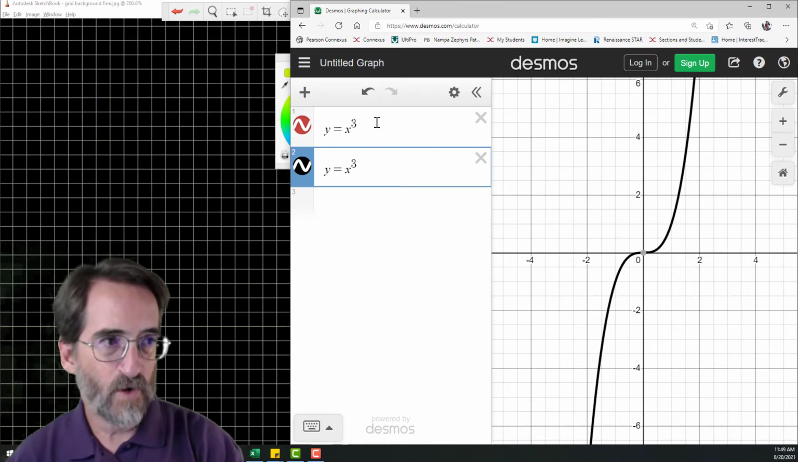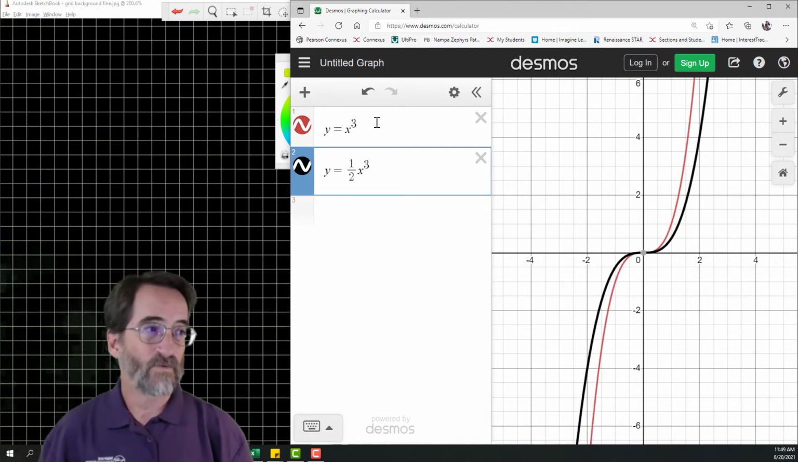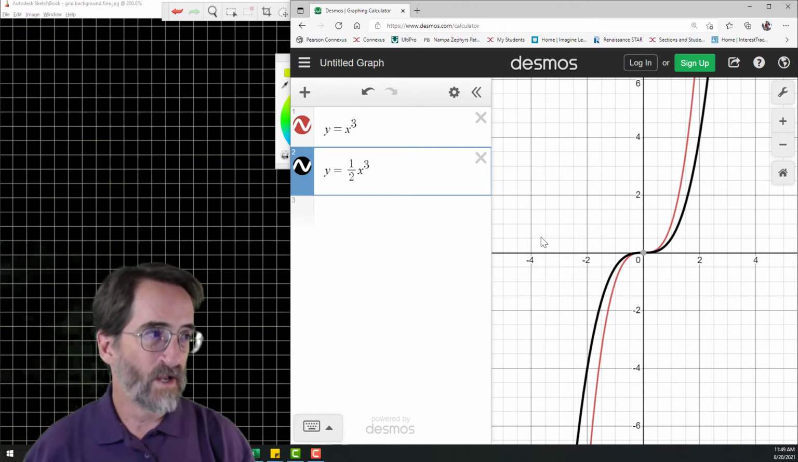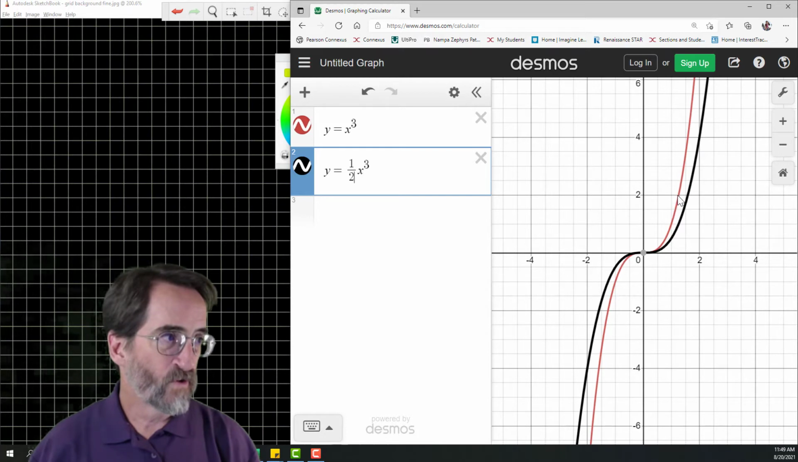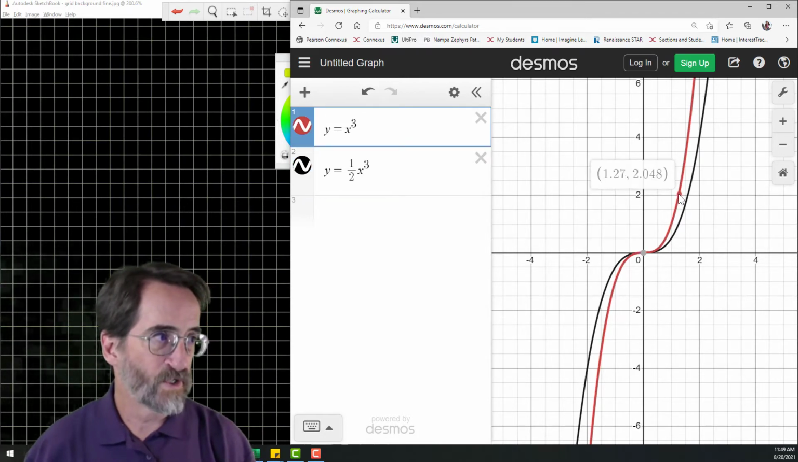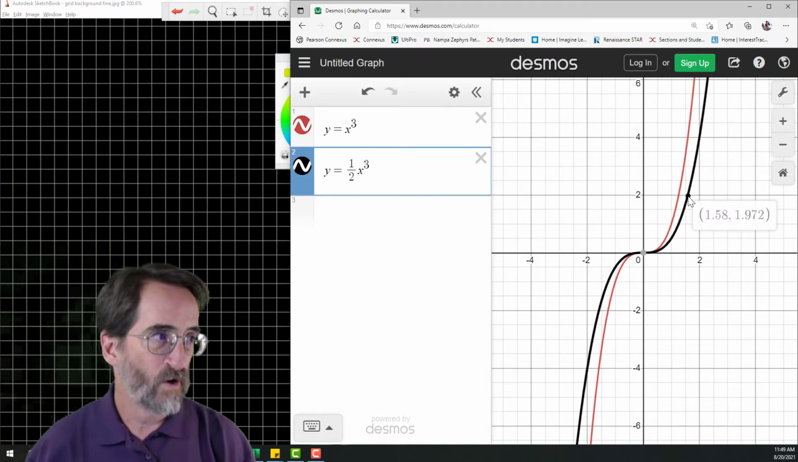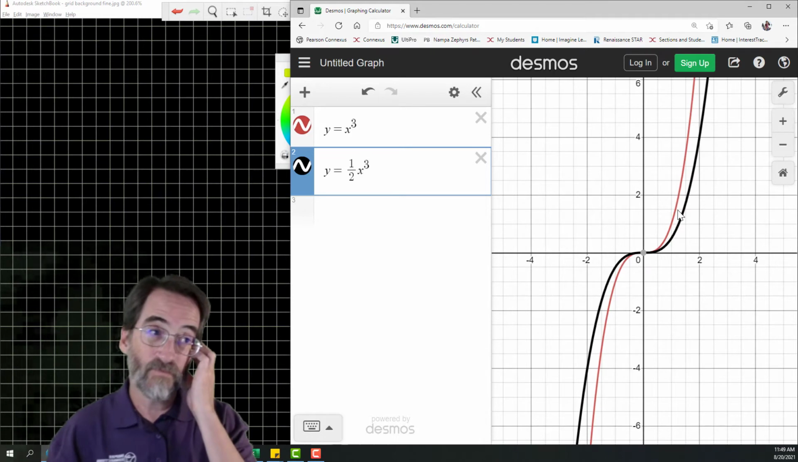That would make it twice as wide. That's not actually the case either. It's not twice as wide because when we go over here, this red mark, 2.2024, double that would be more than 4. That's not the case here. It's made it half as tall.